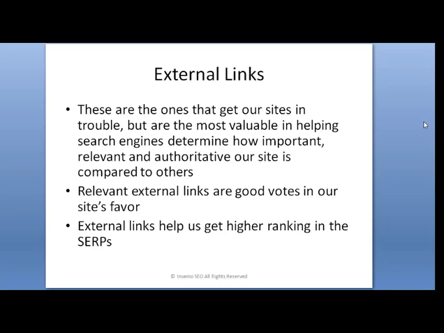Linking. This is a huge thing in SEO, even to this day. It can either get your site in a humongous amount of trouble or it can really boost your rankings in a good way. But you need to be able to understand that there are good linking strategies and there are not so good linking strategies. We go over what they are.